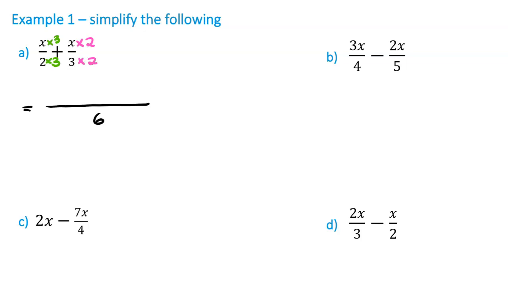Just saves a bit of time. It means you're not writing a separate over 6, and you're probably less likely to make an error with it. Trust me on this one. Okay, so what is x times 3? Well, that's going to be 3x.